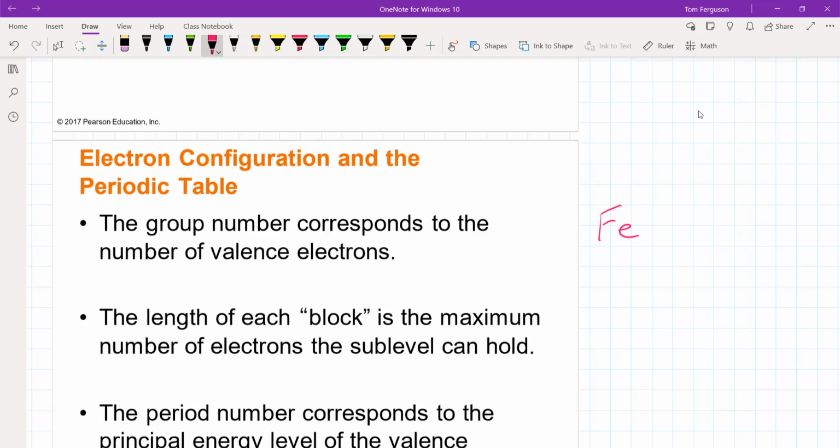All right, how are we doing? Now, your periodic table, you need to have that available. It is going to be your friend for this unit. Actually, for the course. Okay, so how are we doing, Tom? Let's whip this out. Okay, so iron.